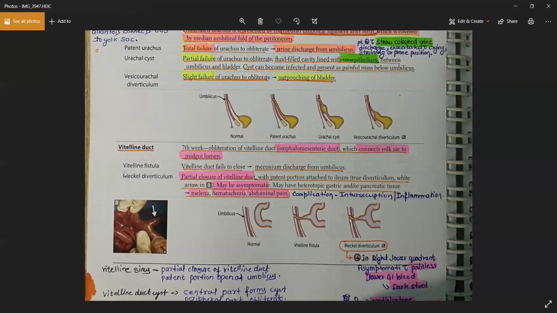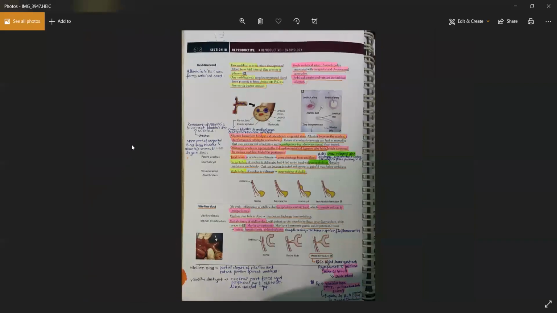So by giving the patient with this Meckel's diverticulum, Step 1 can also ask you what other kinds of disorders can be present with similar pathologies. Please note, it could be a vitelline fistula, a vitelline sinus, or a vitelline duct cyst. Just like your urachal cyst, vesico-urachal diverticulum, or the patent urachus. These two conditions are very much similar. Both happen because of failure of obliteration. One is because of the urachus, and the second is because of the omphalomesenteric or vitelline duct.